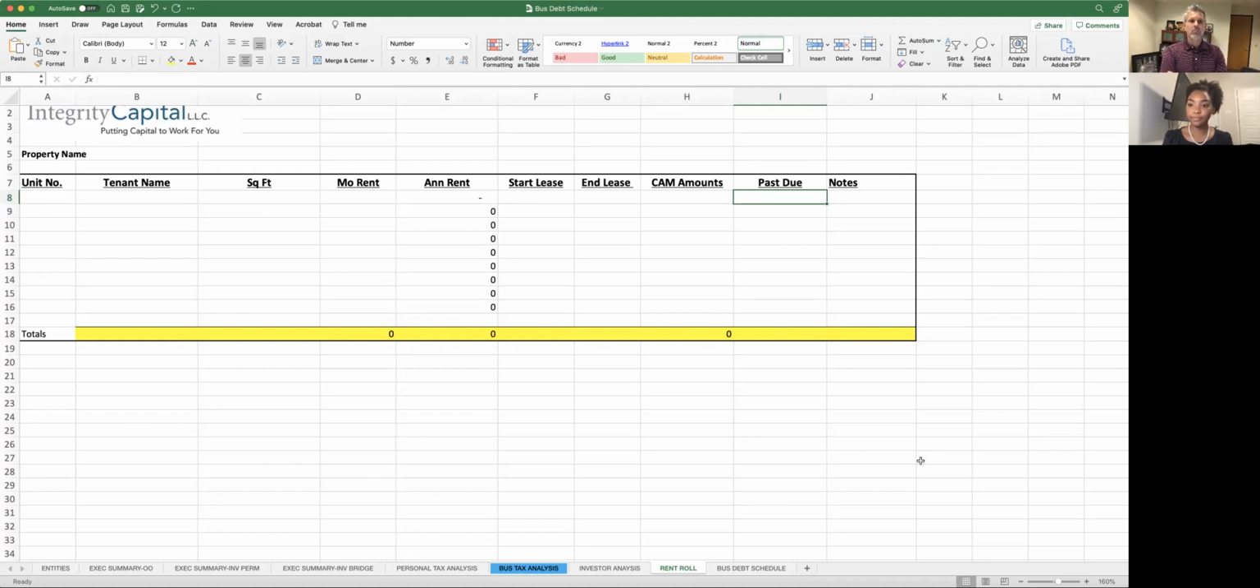Square footage, pretty straightforward. How much are they taking of the total amount? If the building's 10,000 square feet, he's taking 2,500 square feet of the 10, which will be important, especially if it's a triple net lease, which we'll definitely get into as well. So monthly rent, how much they're paying, annual rent, and then what is the start and the stop date.